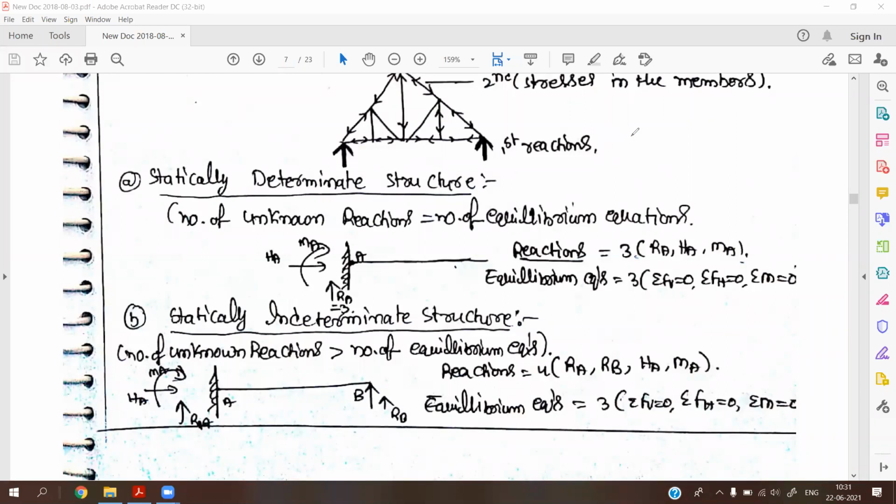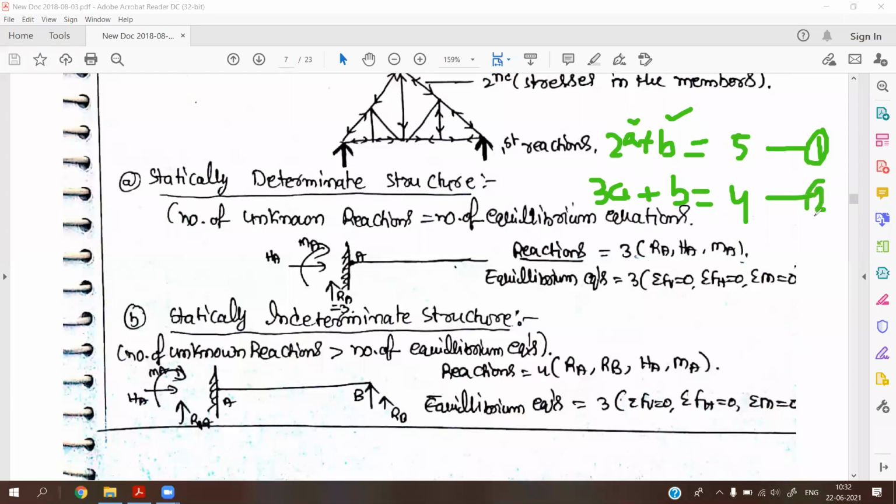For example, I will show you a small example. Take 2a plus b is equal to 5. With this only one equation, can anyone find out the values of a and b? So we cannot find out the a and b values. When we have another equation, for example, 3a plus 4b is equal to 4, then we can find out the a and b values.